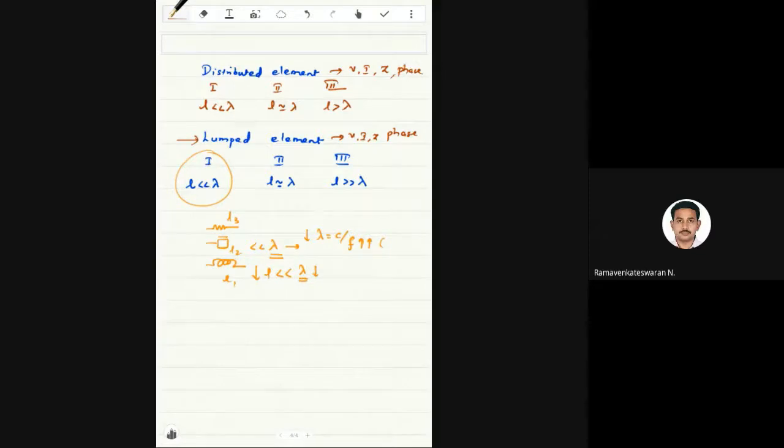So for distributed components or elements, we have to take care, because voltage, current, impedance and phase are also varying. We have to be a little bit cautious to design this. So what is the condition for distributed elements? Either L is very small compared to the operating wavelength, or L is comparable to the operating wavelength, or L is greater than the wavelength.